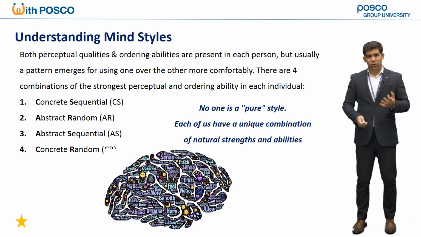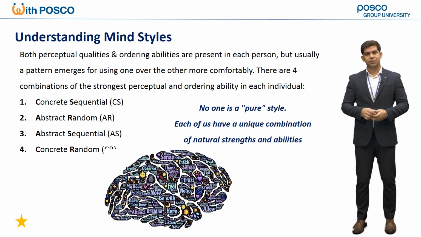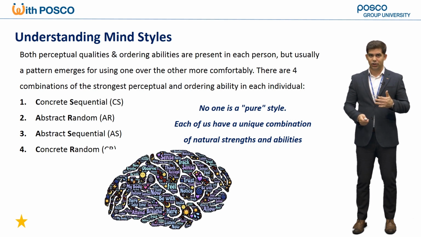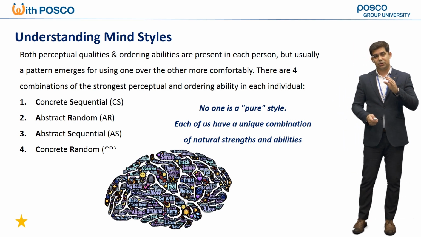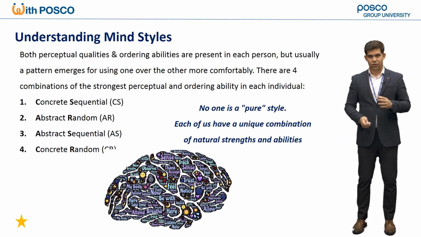And you will find that there are people like us who have a mixed bag of all these 4 thinking styles. So there are concrete sequential thinkers, there are abstract random thinkers, there are abstract sequential thinkers, and there are concrete random thinkers. You will find a lot of this information online, so I will not spend a lot of time. But this was just to give you some idea about Professor Gregorc's mind style theory.